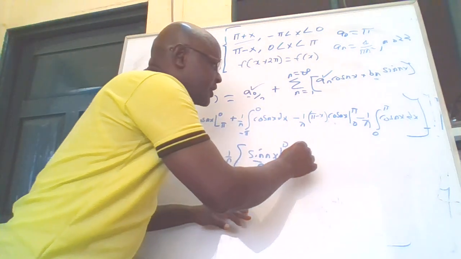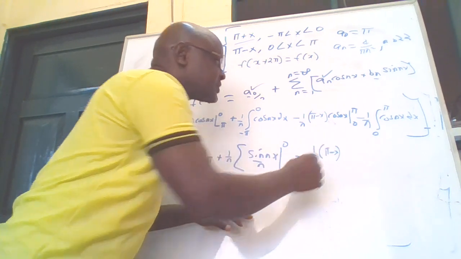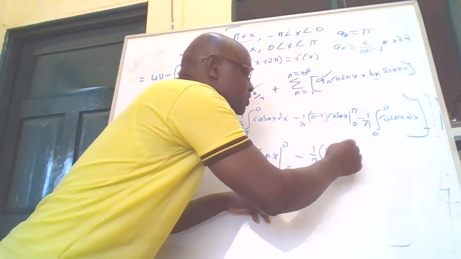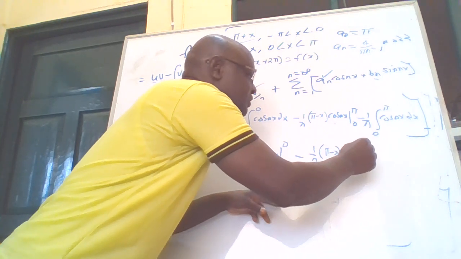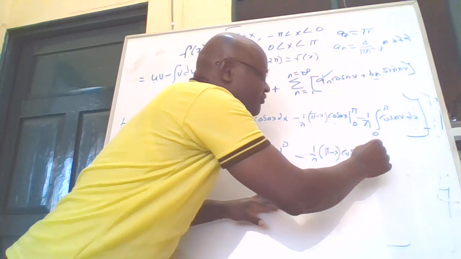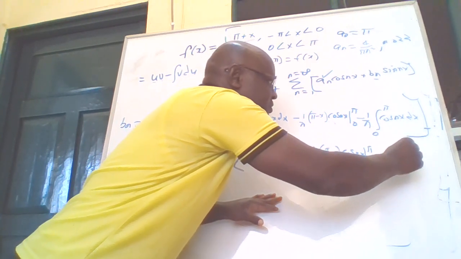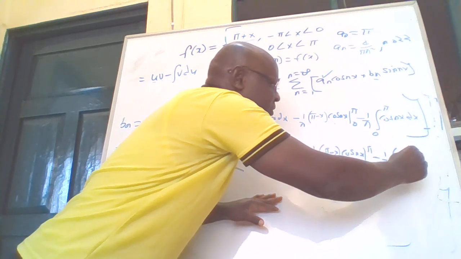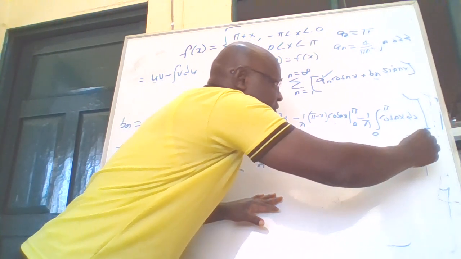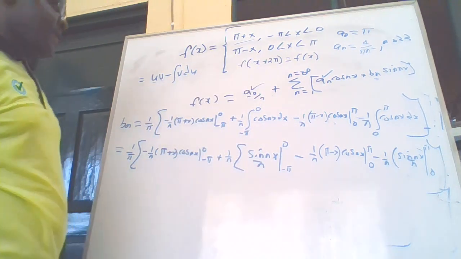Then we have minus 1 over n into pi minus x, cos nx. Then when you integrate that, we have plus minus 1 over n into sine nx all over n, and the range is from 0 to pi.